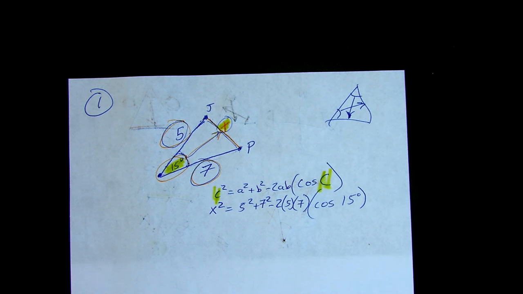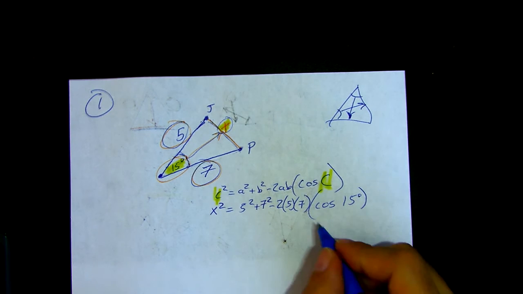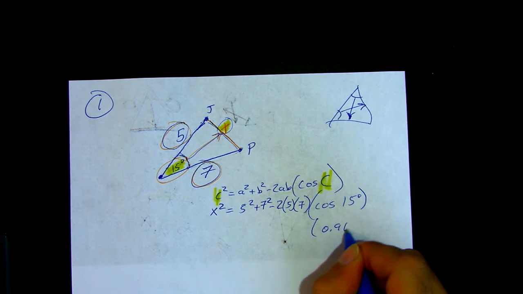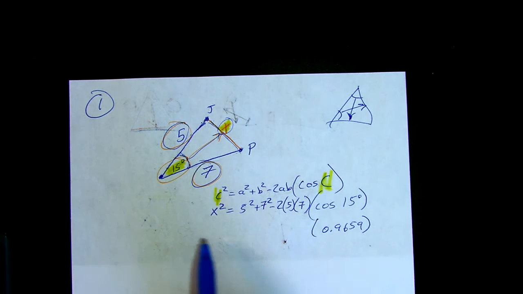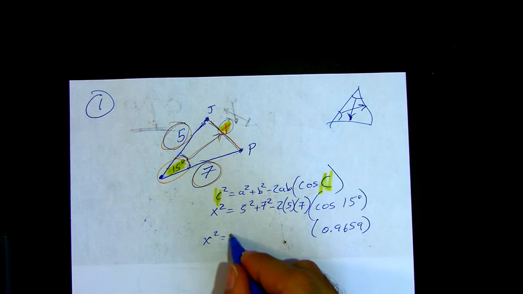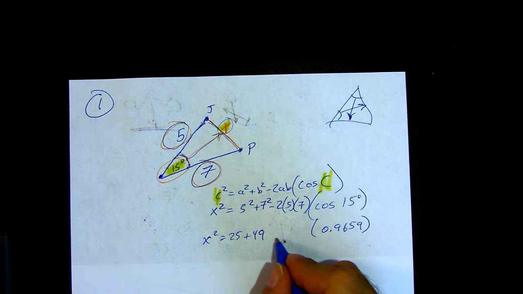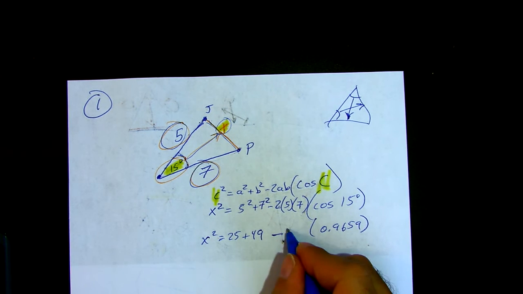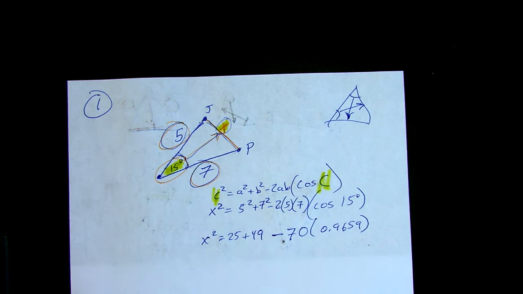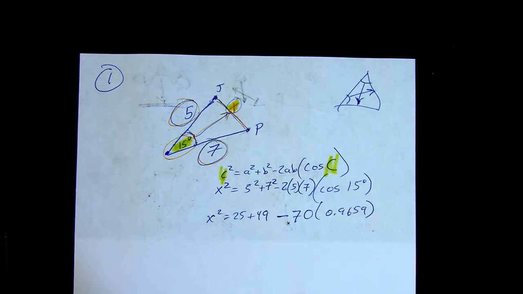And again, this is where you just get your calculator out. Make sure it's in degree mode. Cosine of 15 is 0.9659. And I'm going to start to work out the rest of it. 25 plus 49, minus 70. You see, once you have it all set up, then it's just about calculator work. So let's work through it methodically.